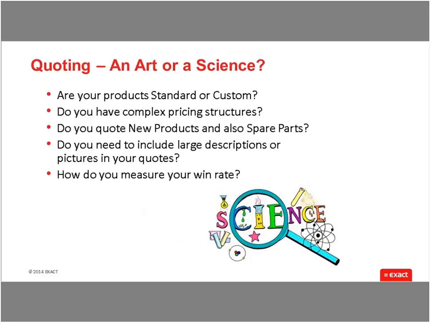So is quoting an art or a science? Well, I guess that depends. Are your products standard products or are they custom products? Do you have complex pricing schedules and matrices that need to be considered? Are you quoting new products with bills of material and multiple levels, or are you quoting parts in stock for things like spare parts? Do you have to include large descriptions or sales contracts or even pictures of your items in your quotes, or are they simply a list of items on a quote form? And with all of this, how can you measure your win rate?